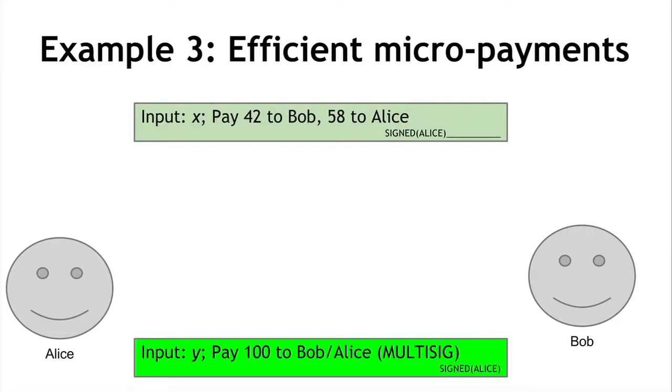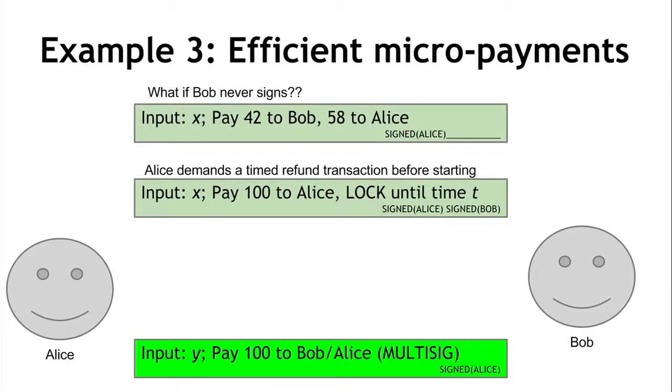So there's a very clever way to avoid this problem using a feature that I described earlier but haven't explained yet, which I'll need to introduce now. And that feature is called lock time. So to avoid this problem, before the micropayment protocol can even start, Alice and Bob will both sign a transaction which refunds all of Alice's money back to her, but is locked until some time in the future.